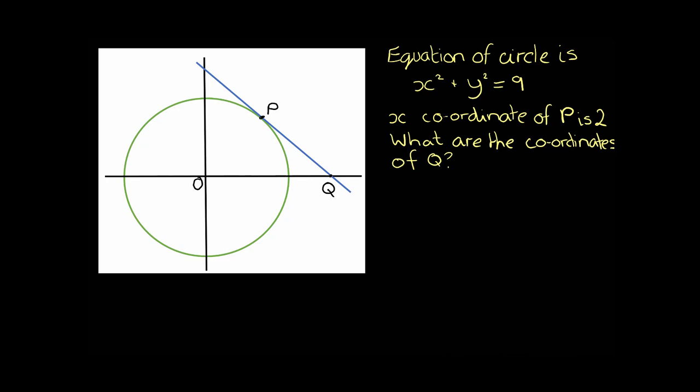If we've got an equation of a circle that's x squared plus y squared equals 9, that means that the radius must equal 3. Now we've been told that P has an x coordinate of 2.